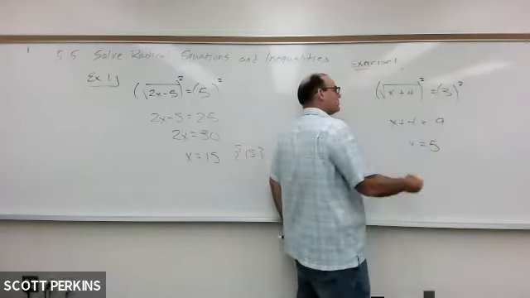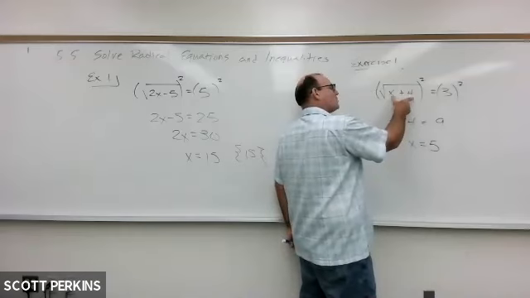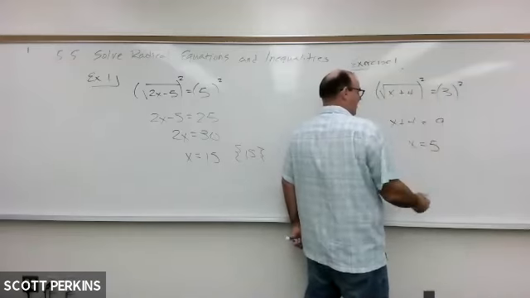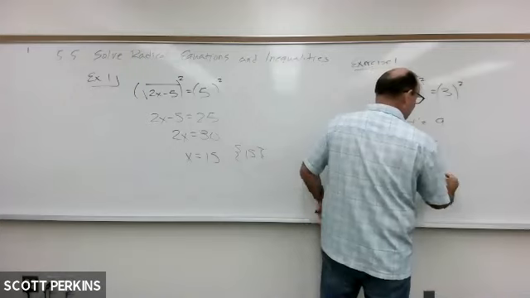I'm real quick going to check. 5 plus 4 is 9. The square root of 9 is 3. That's exactly what I have over here. So that is my solution set.